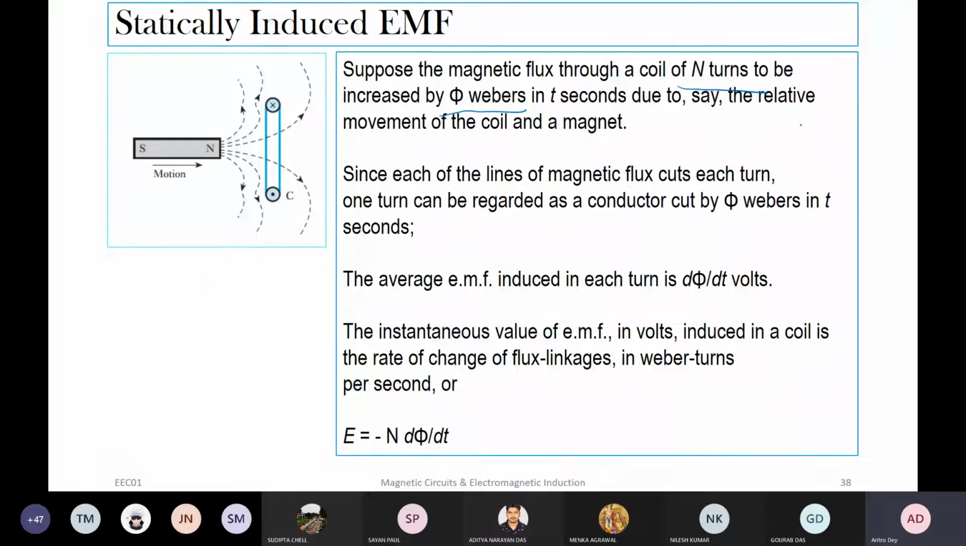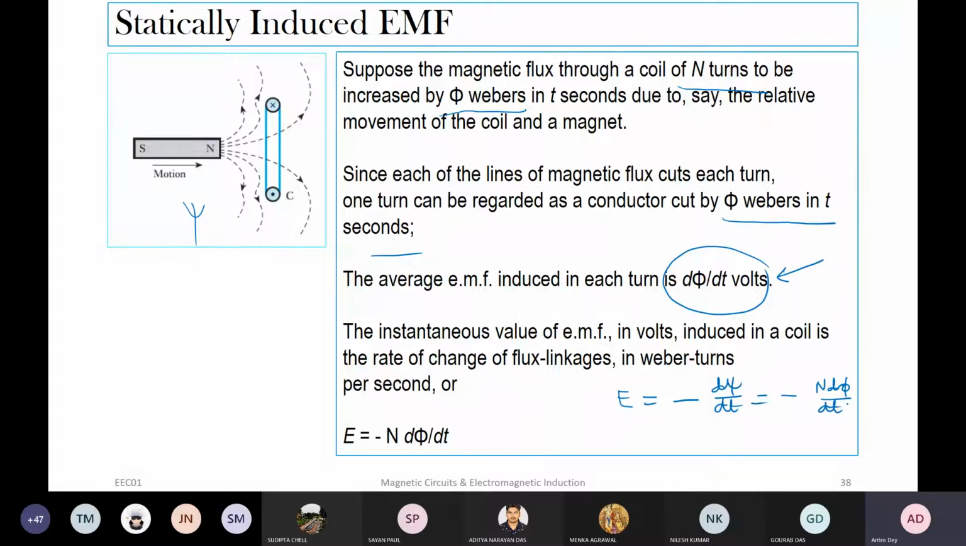Since each of the lines of the magnetic flux cuts the turn, one turn can be regarded as the conductor cut by phi Weber in t seconds. So average EMF is, as from the Lenz law, d phi by dt. And for one coil, one turn, it is this d phi by dt. So if there are n number of turns, then it is n into d phi by dt. Or we can write, if the flux linkage is psi, then E equals minus d psi by dt, and flux linkage means n into phi. Okay, so this is actually statically induced EMF.